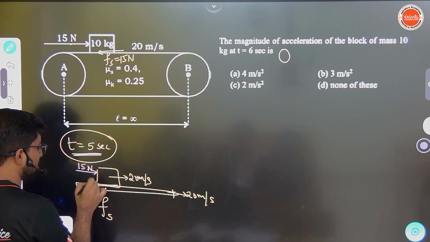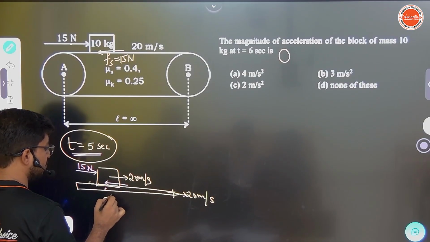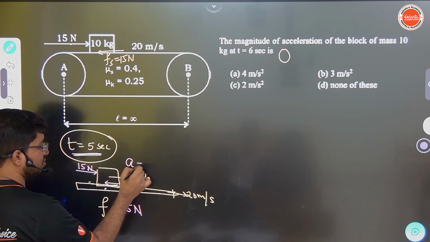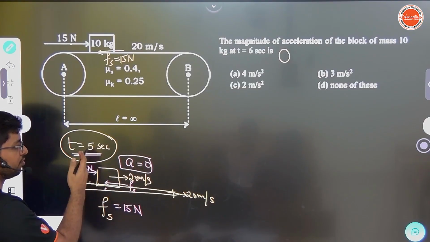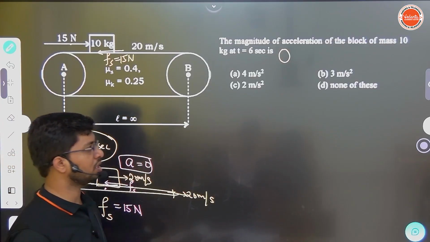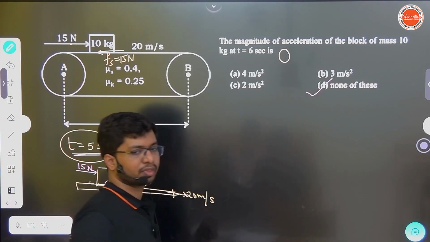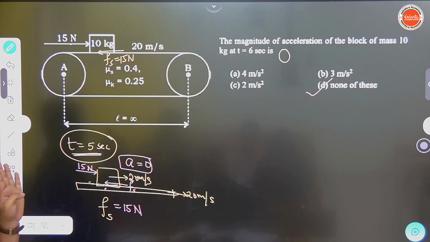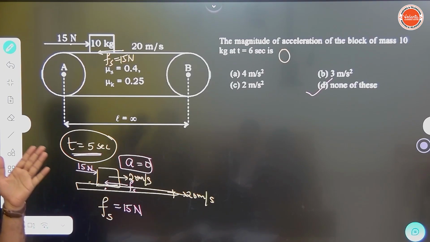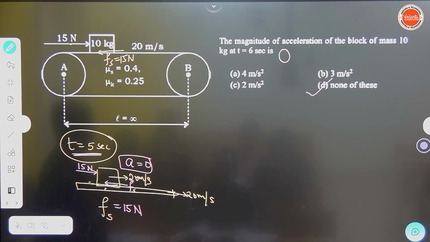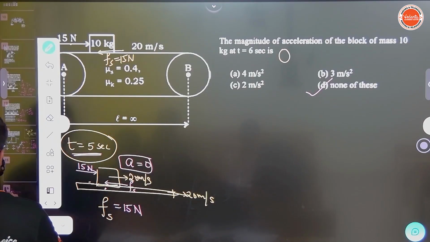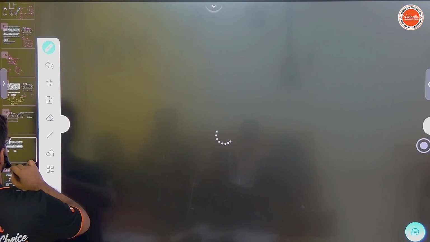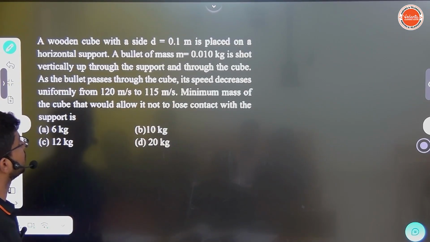So I am applying 50 newtons here. Exactly 50 newtons of static friction will act on this one, right? And the acceleration of this block will be equal to 0 from t equal to 5 seconds onwards. Clear? So this will be option D. Understood? Up to t equal to 5 seconds, acceleration will be 4 meter per second square. From t equal to 5 seconds, it is 0. Clear? Right. Look at this one.